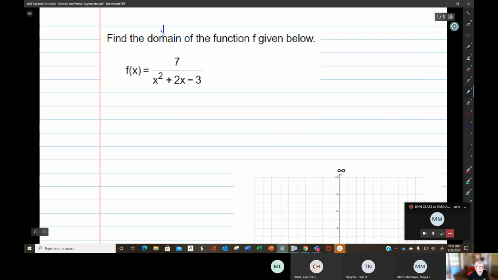When you're talking about the domain, you only care about the denominator. So what I'm going to do is this. The worst thing that could happen would be to have this fraction 7 over 0. So I need to find out what values of x will cause the denominator to equal 0. And that's what I'm going to do over here. Over here, x squared plus 2x minus 3 equals 0.